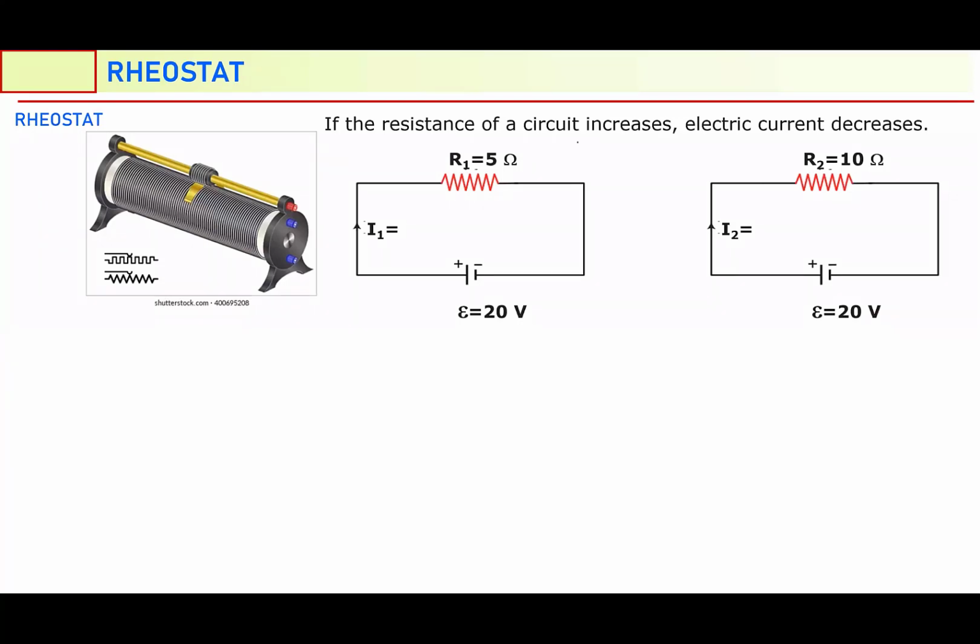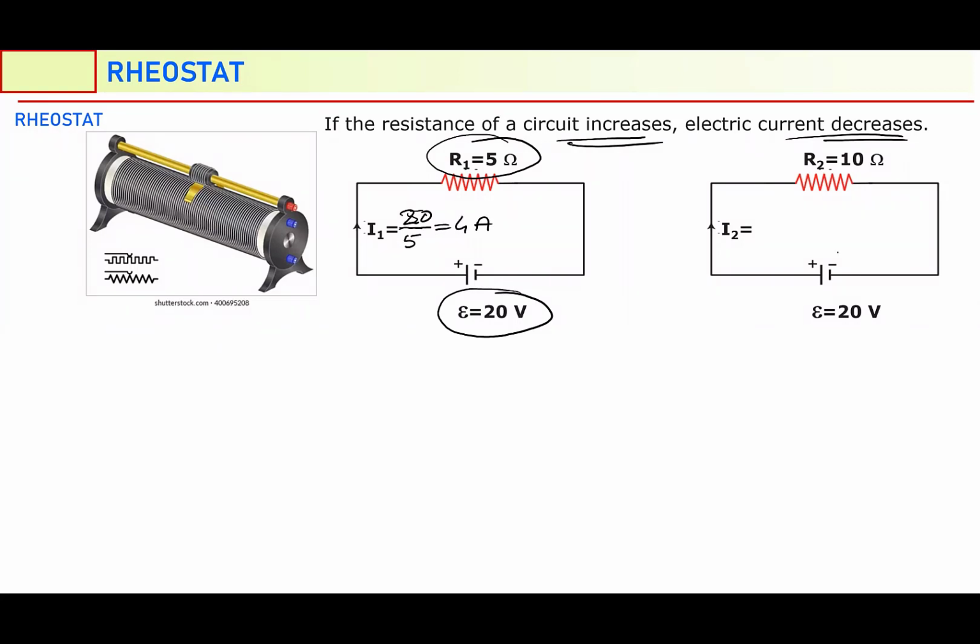If the resistance of a circuit increases, electric current decreases. For example, in here, resistance is 5. Potential difference is 20. Electric current is 20 over 5, which is V over R, 20 over 5, which is 4 ampere.